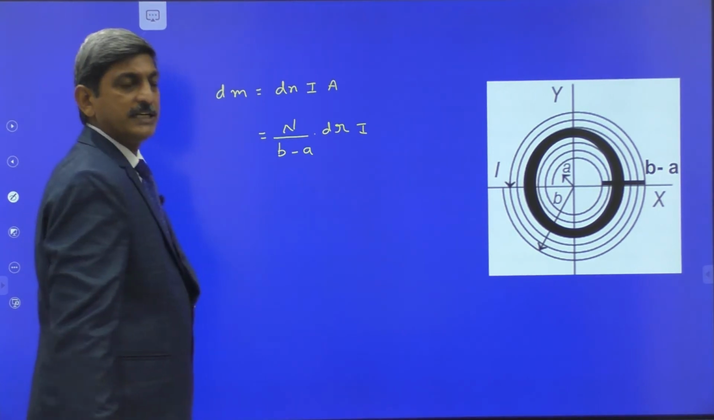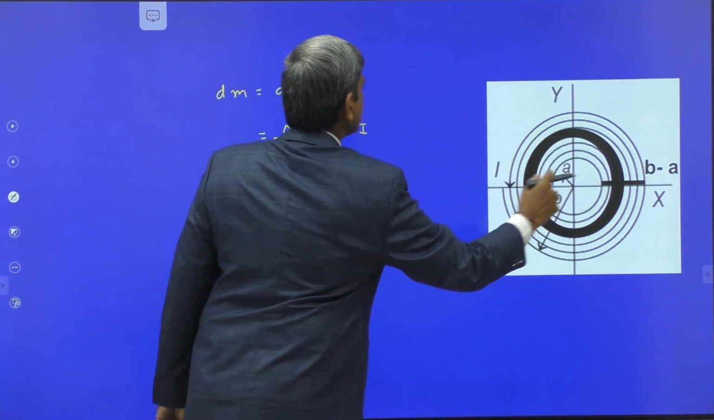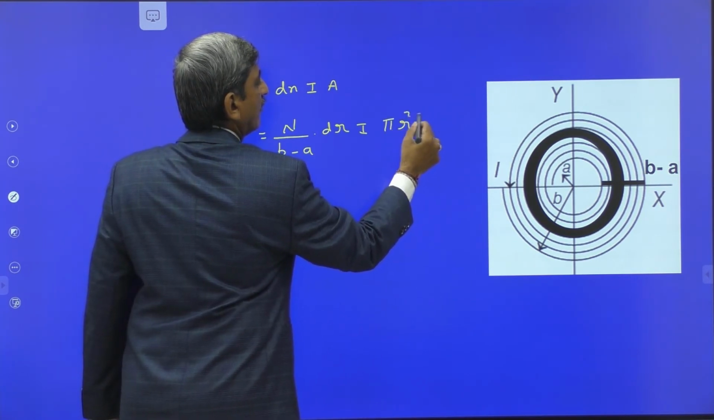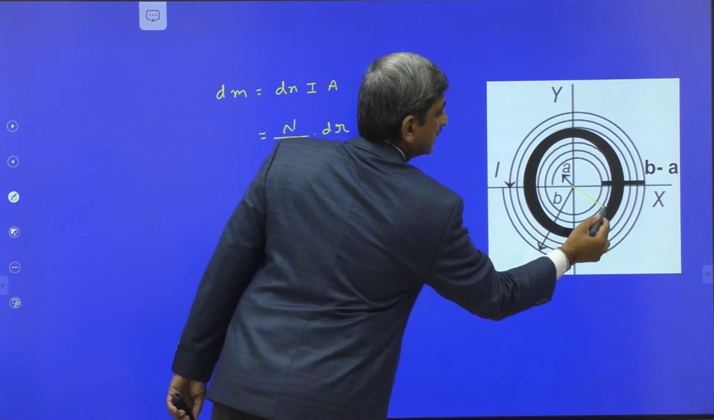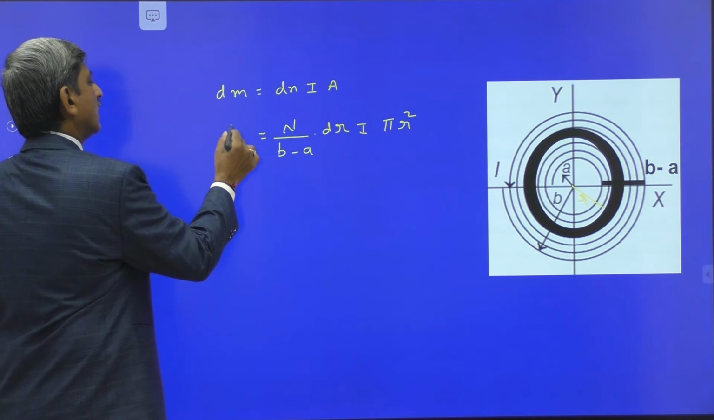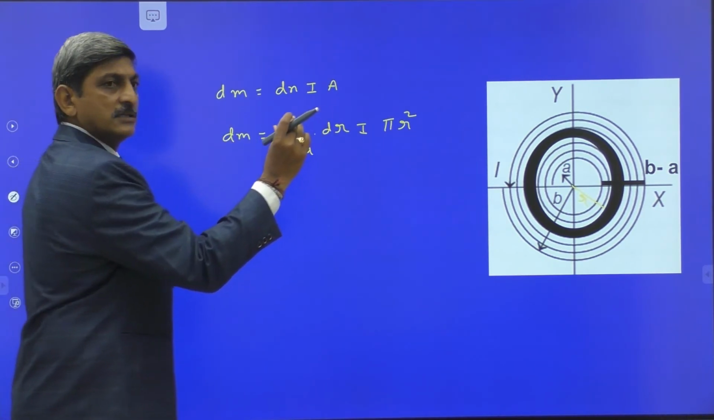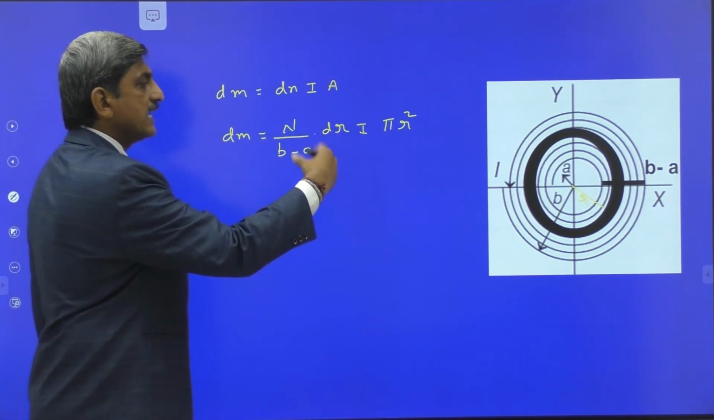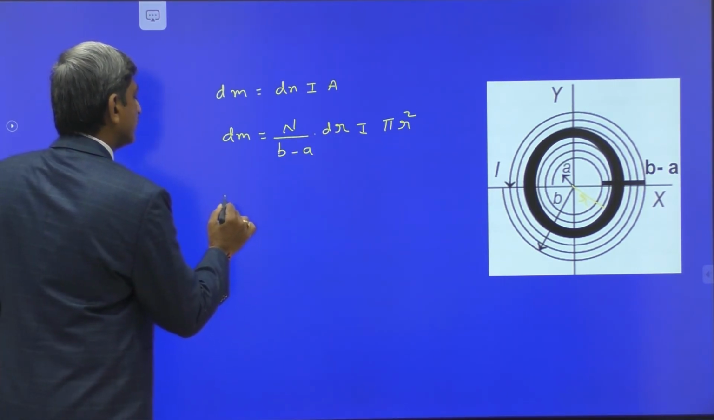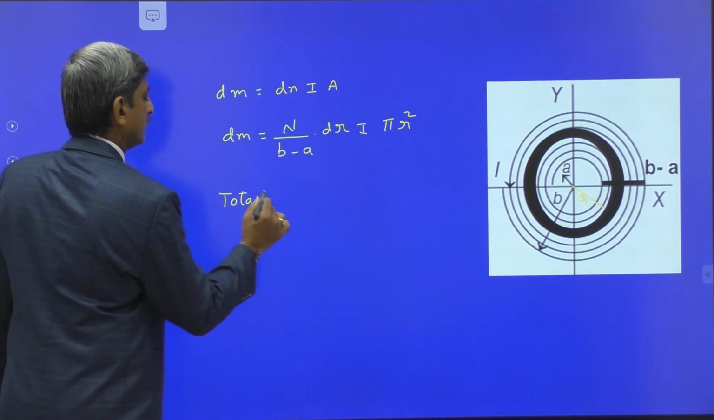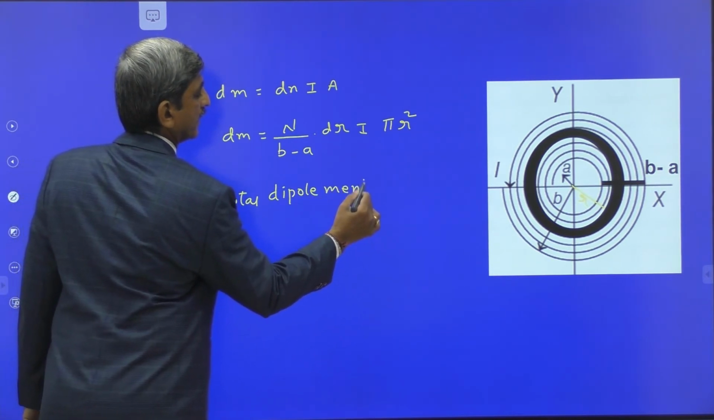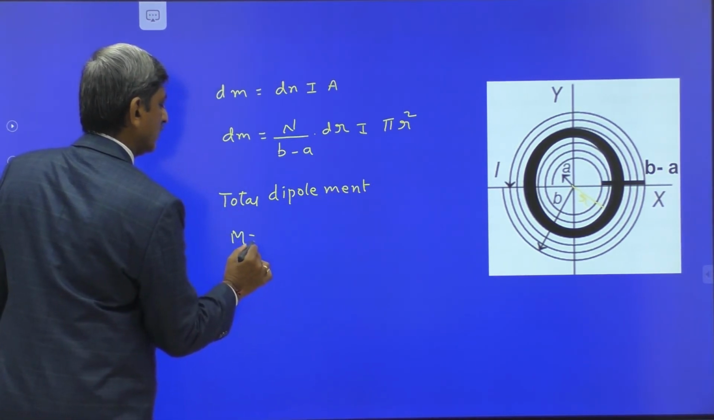And what is the area of the assumed coil? The area of this assumed coil is equal to pi r square. Why? Because r is the radius of the assumed coil. Now we have the dipole moment of the coil of small thickness assumed by us. Now the dipole moment of the spiral shape is given by m is equal to integral dm.